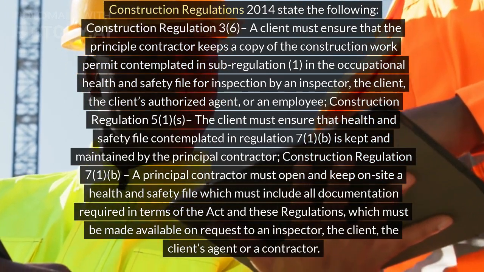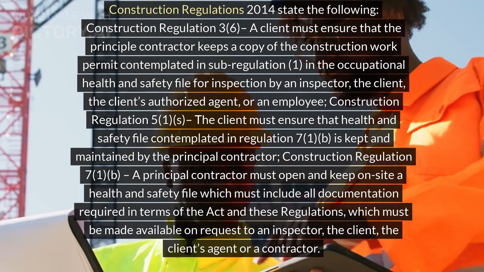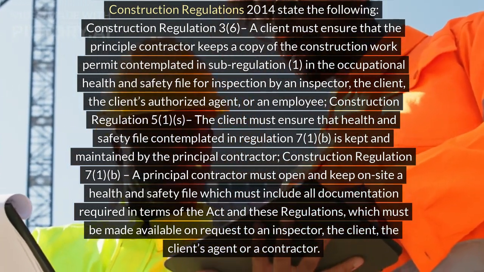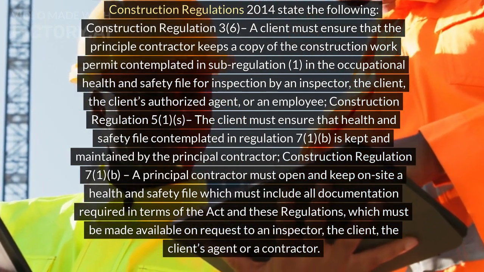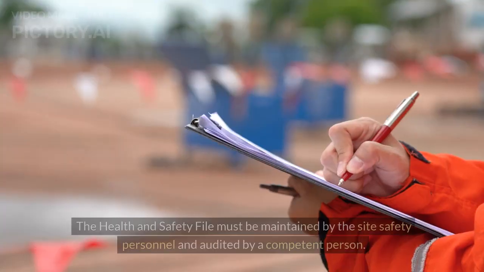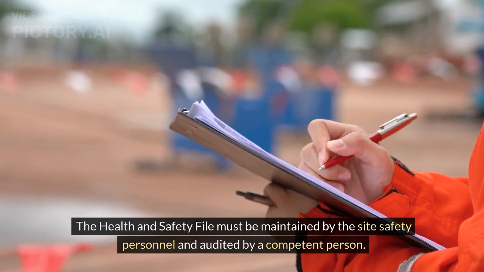Construction Regulation 7.1b: A principal contractor must open and keep on site a health and safety file which must include all documentation required in terms of the Act and these regulations, which must be made available on request to an inspector, the client's agent, or a contractor. The health and safety file must be maintained by the site safety personnel and audited by a competent person.